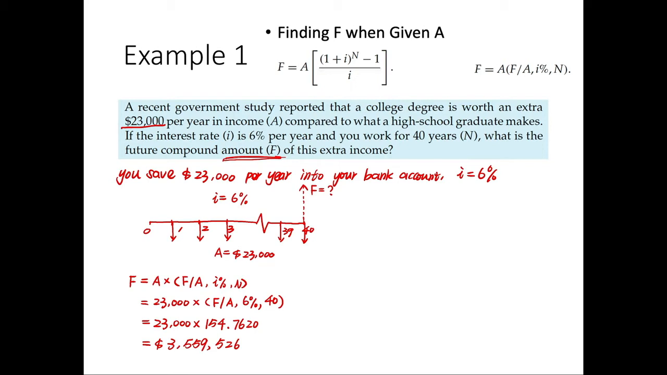So please work hard on your college degree, because that will give you this much, 3.5 million more at the end of your 40 years of work. Okay, that's a lot. I'm so surprised. All right, so this is the first example.